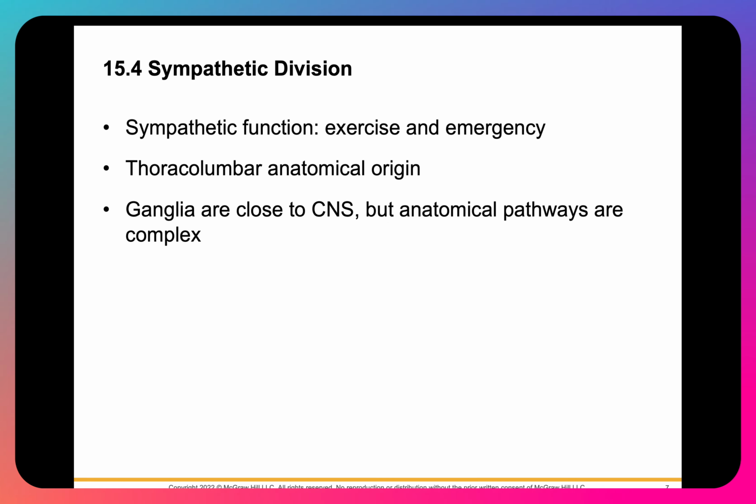Now, as noted previously, when we talked about the sympathetic nervous system, think about emergency and exercise. Anatomically identified as the thoracolumbar division. And when we look at the ganglia, they're close to the central nervous system, but very complex anatomical pathways are associated with the sympathetic nervous system in comparison to the parasympathetic nervous system.